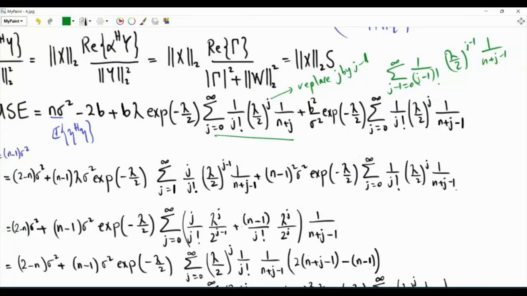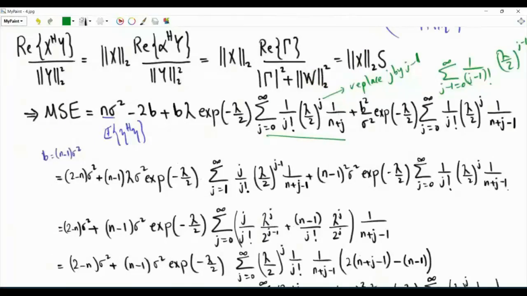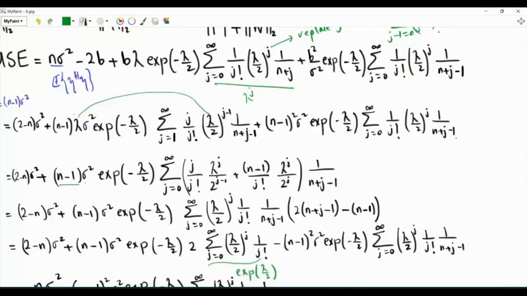Note that after writing 1 over j minus 1 factorial as j over the factorial of j, we can rewrite the sum starting from j equals 0, because when j is equal to 0, this j in the numerator will make this term equal to 0. Note that in this summation, we have an outside lambda, which can be combined with this lambda to give lambda to the power j, like the lambda to the power j here. We will take n minus 1 sigma squared exponential minus lambda over 2 as a common factor.